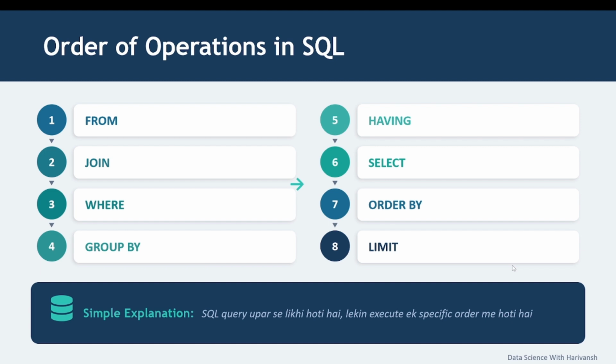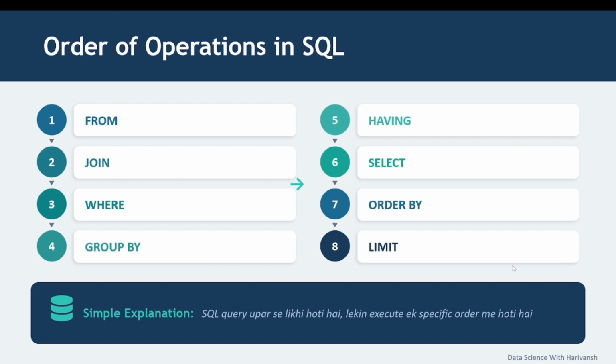The first step that SQL executes is the from clause. Before SQL can do anything else, before it can filter, group, sort or select, it must first identify which table or tables it is going to work with. The from clause tells SQL exactly where the data lives. It is the very foundation of every query. SQL goes to the specified table, loads all of its rows into memory, and makes them available for all subsequent processing steps.